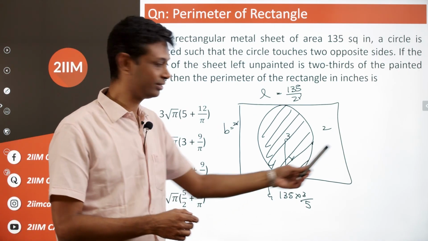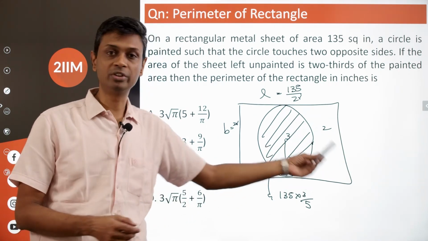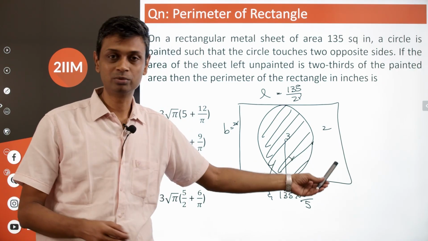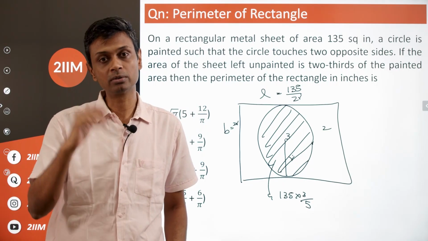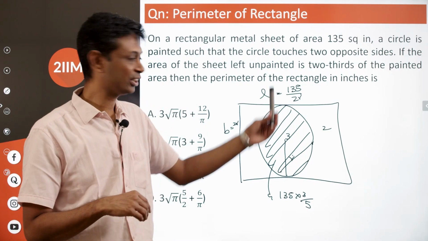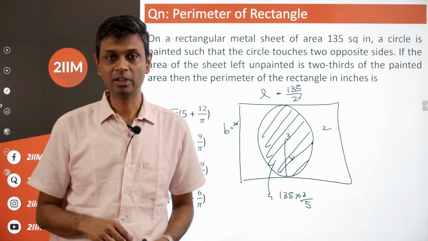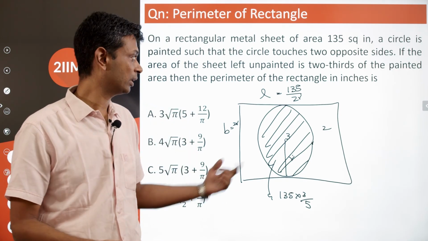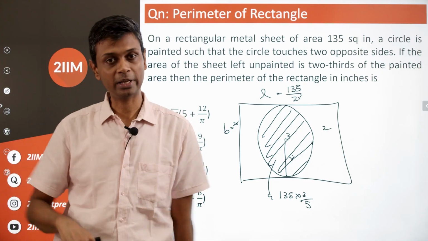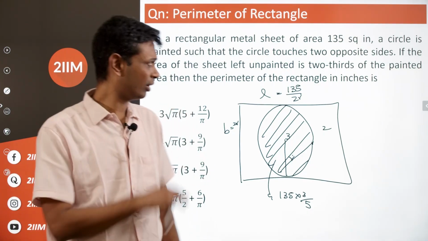The key thing, this is 2/3 of this. Or if this is 3, this is 2. The moment you write the ratio down like that, we know area of circle is 3/5 area of the rectangle. Rectangle area is 135. 3/5 of that is 81. From that we get the radius. Twice of radius is breadth. 135 by breadth is length, and then add up and manipulate root pi and the rest of it. Fine. Lovely question, but not too difficult. Let's look at this one.